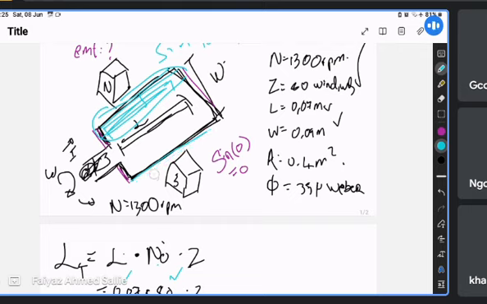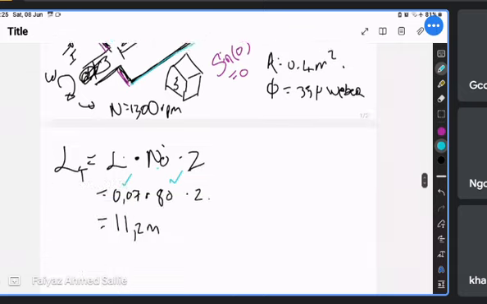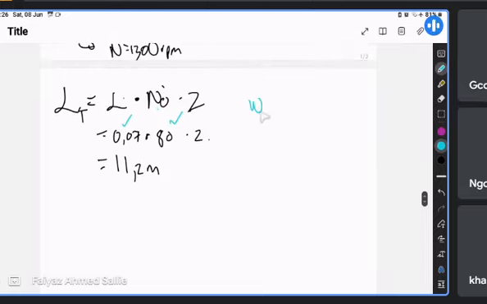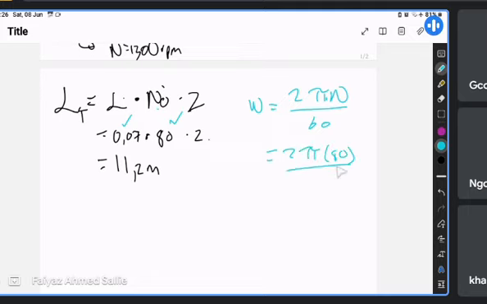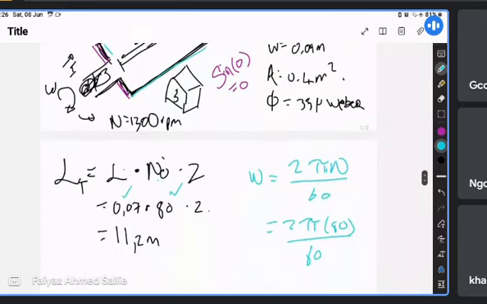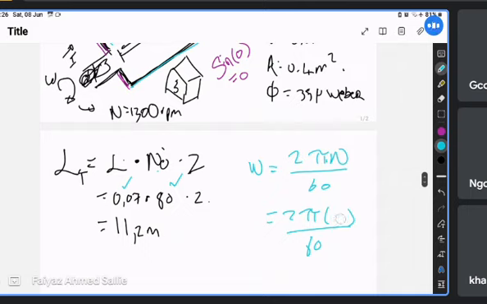Let me just remove the slides here, and let's move on to rotation. So the angular rotation is equal to what? 2 pi n over 60. Wait, RPM is 1300. Guys, let's just take a quick break.